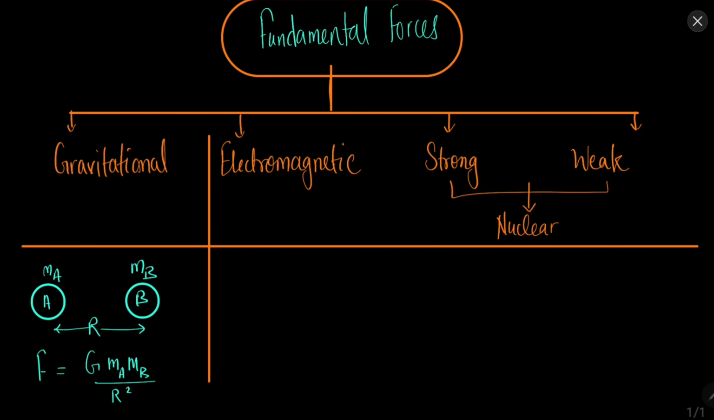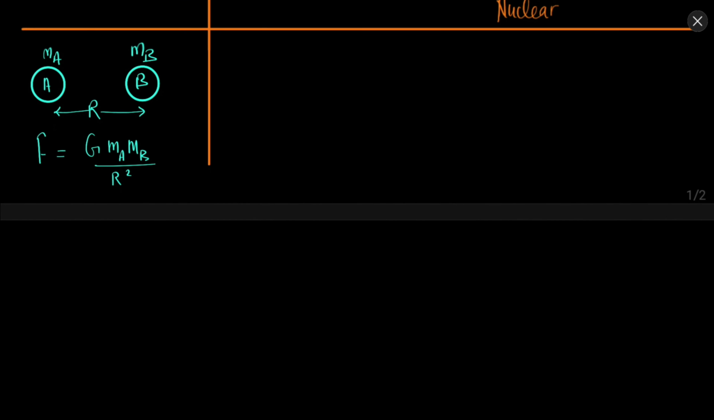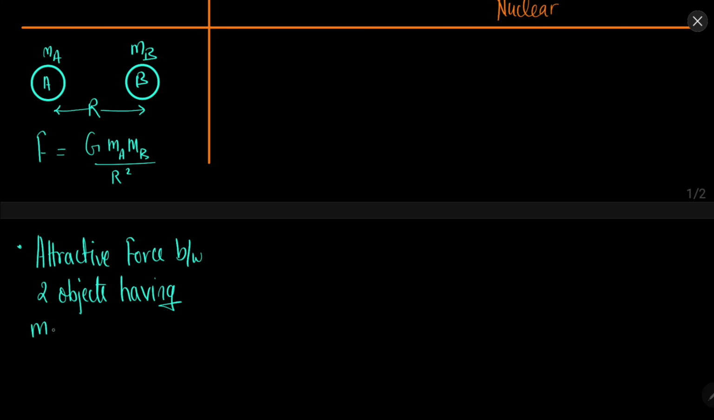This was found by Isaac Newton. The force of gravity is a force which acts between two objects having mass. So first of all, what is gravitational force? It is a force of attraction, an attractive force between two objects having mass. If two objects have mass, they will attract each other, and that force is called a gravitational force. The formula is F equal to G m1 m2 or ma mb upon r square, distance square.